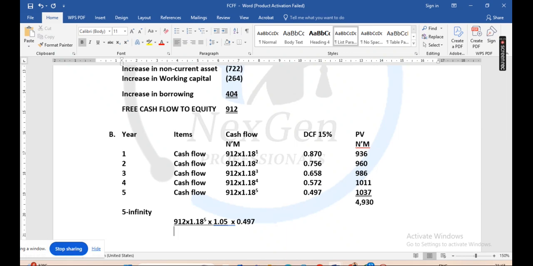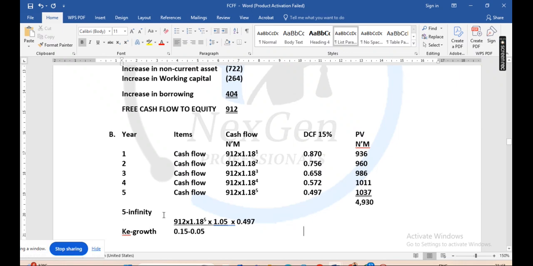Now the next thing is your cost of equity. Your cost of equity minus the growth rate. So this is the down formula, class. Your cost of equity minus the growth rate. That is what you will use to divide. The cost of equity is 15%, 0.15, minus the growth rate is 5%, 0.05. Right? So this will give you the infinity.